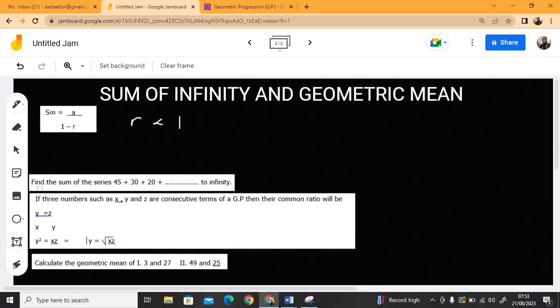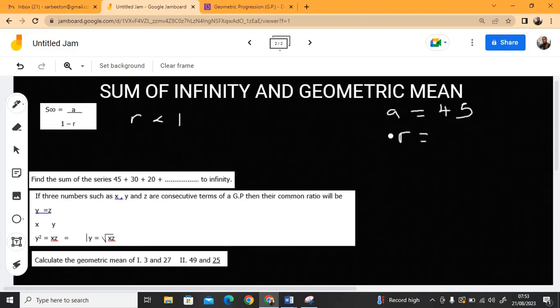Let's look at this question here. Let's find the sum of the series 45, 30 to infinity. The first thing is that let's get our a. Our a here, the first number here, is 45. That's our a. Then our common ratio, I told you that common ratio is the second number divided by the first number. So that will be 30 over 45. So 5 here is 6, 5 here is 9, 3 here is 2, 3 here is 3. So your common ratio here is 2 over 3. So with this, our problem is solved.